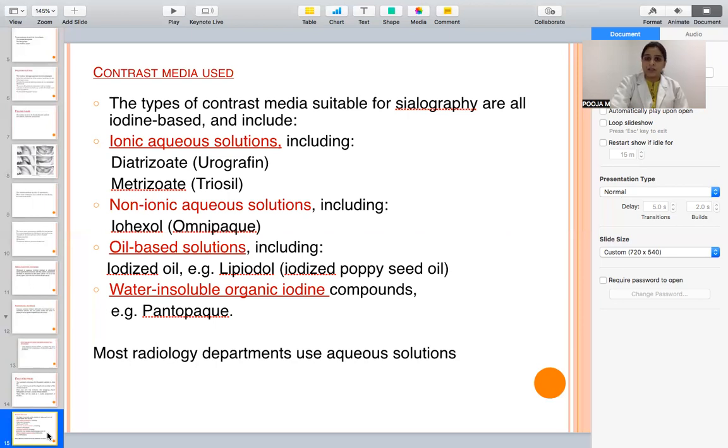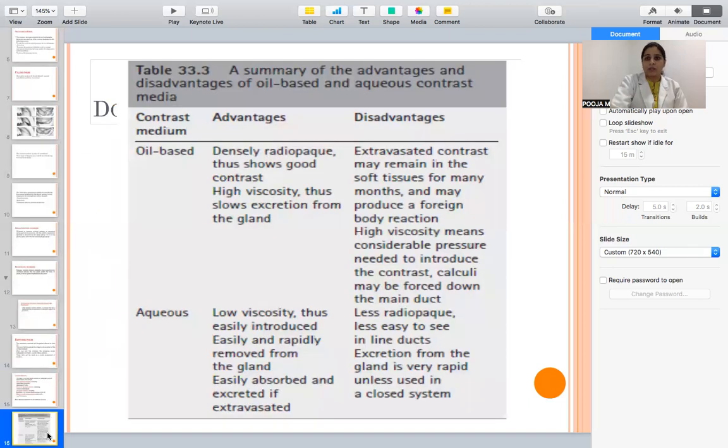Now coming to the contrast medium which we use in sialography. There are mainly 4 types of contrast medium which we use in sialography, under which the aqueous solution is the most commonly preferred contrast medium. What are those four contrast media? First is the ionic aqueous solution, then non-ionic aqueous solution, oil-based contrast medium, and water-based contrast medium. Among all of these, water-based contrast medium is most commonly preferred because it has certain advantages over oil-based contrast medium. So coming to the advantages and disadvantages of oil-based and water-based contrast medium.